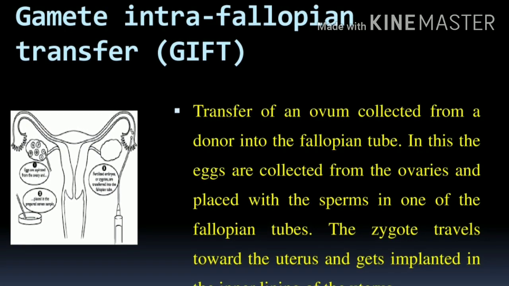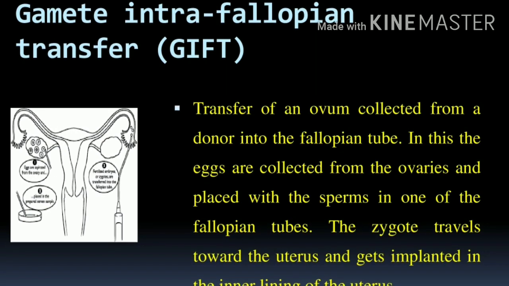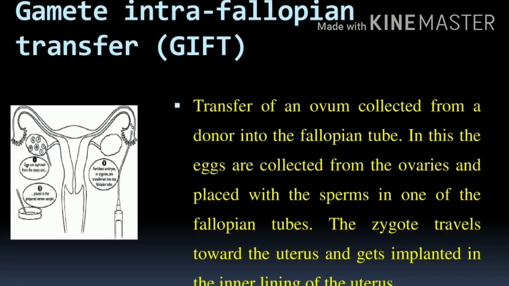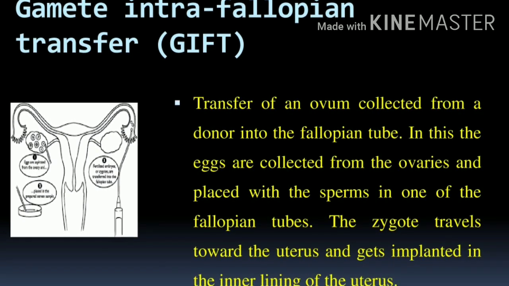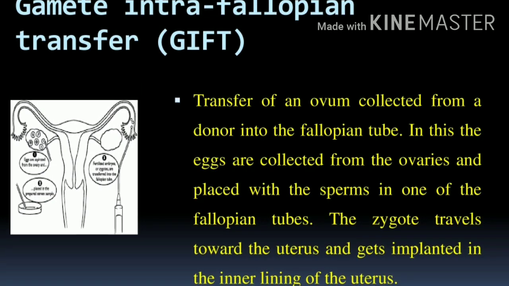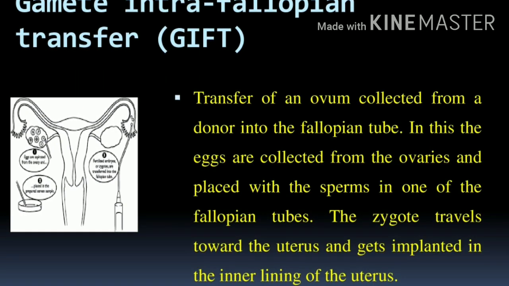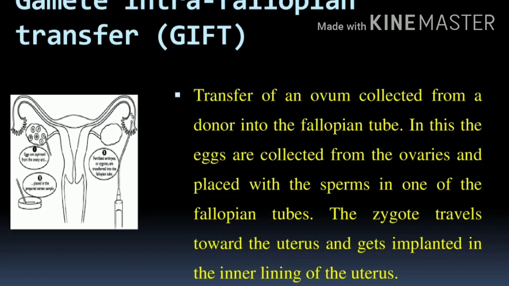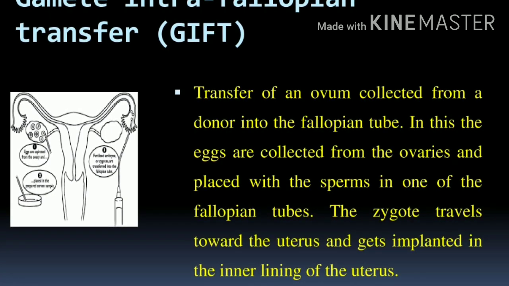So the eggs are collected from the ovaries and placed with the sperms in the fallopian tubes. Can you understand? Now the egg and sperm cells fuse, forming a zygote, and the zygote is then implanted in the inner lining of the uterus. In gamete transfer, the ovum collected from the donor woman is transferred into the fallopian tube of the infertile woman.